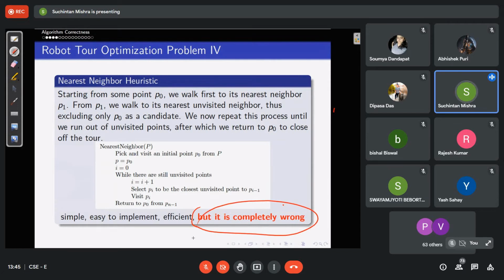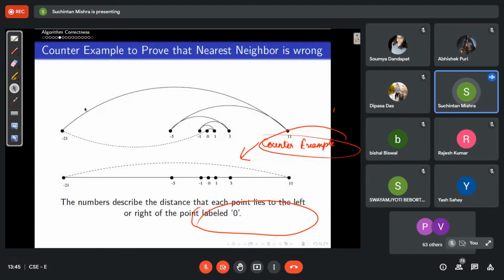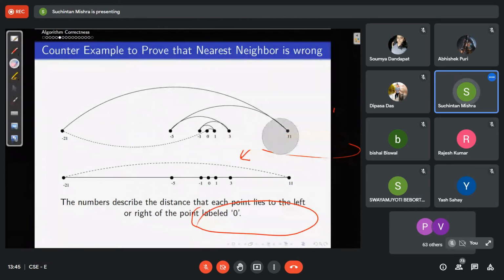But this algorithm that we have just now seen is completely wrong. Because there will be one case where this algorithm will fail. That case will be called its counter example. Now let us find a counter example for the nearest neighbor heuristic through this example.